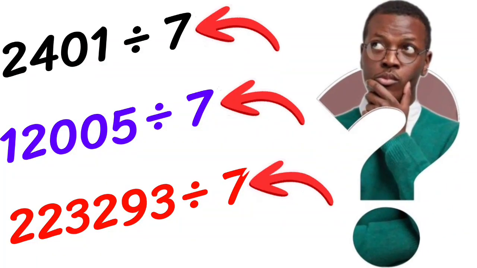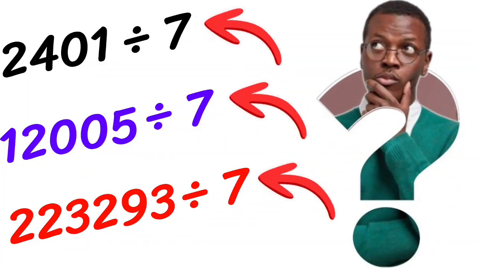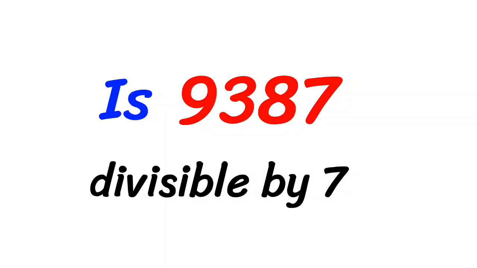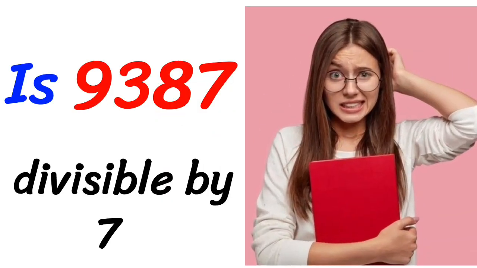Can you tell if a number is divisible by 7 without actually dividing it? Try this. Is 9,387 divisible by 7? Most people would start long division and lose time.